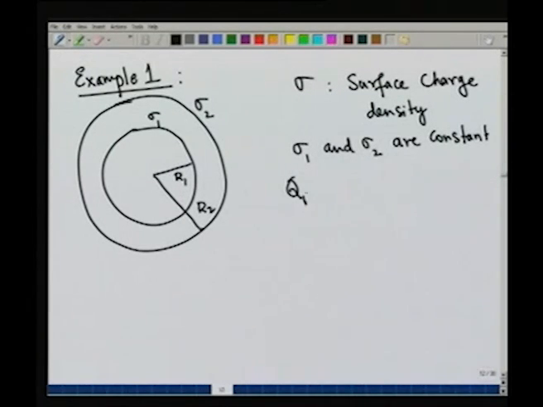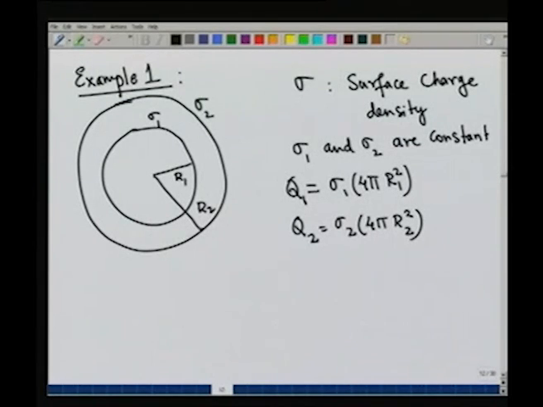Well, I know what my total charge is. My Q1 is nothing but sigma 1 into 4 pi r1 squared. 4 pi r1 squared is the surface area of the inner sphere, and my Q2 is nothing but sigma 2 into 4 pi r2 squared.